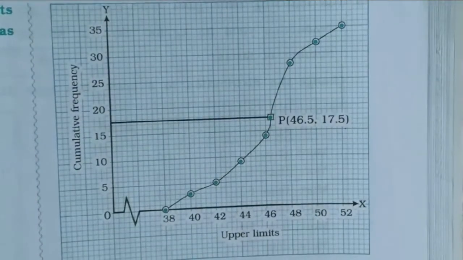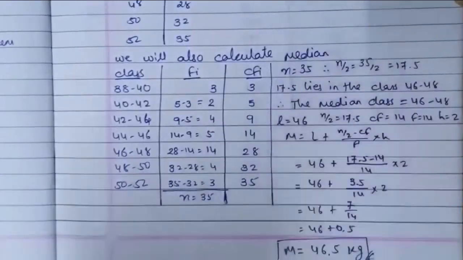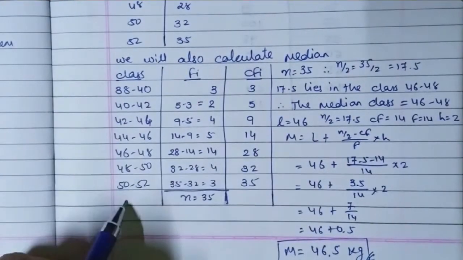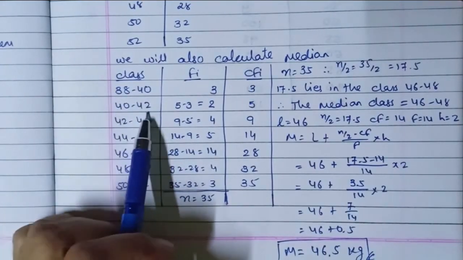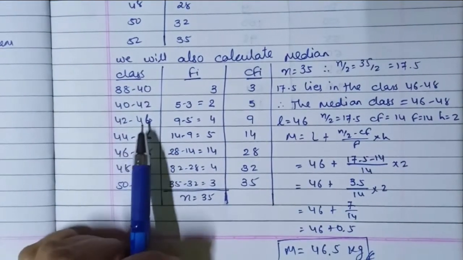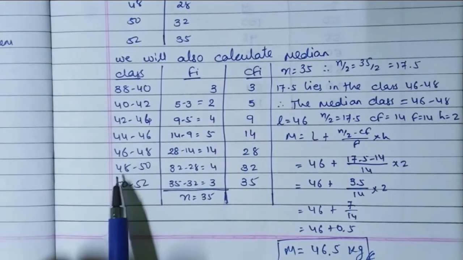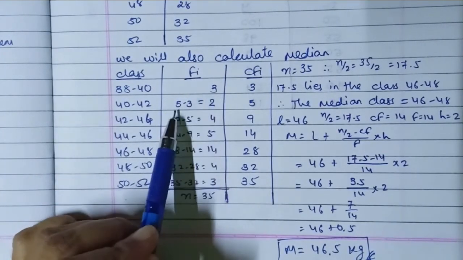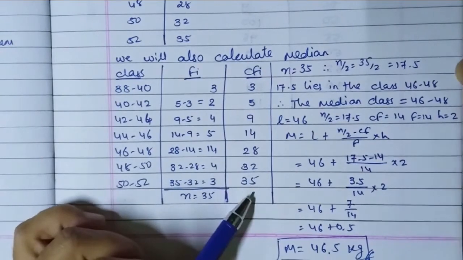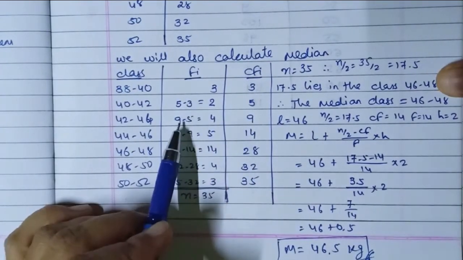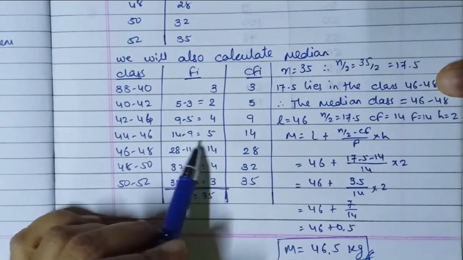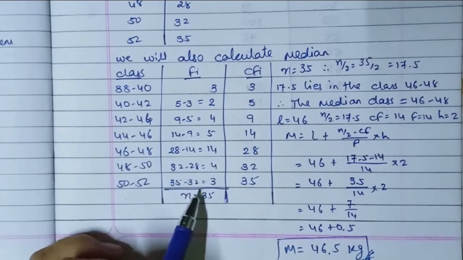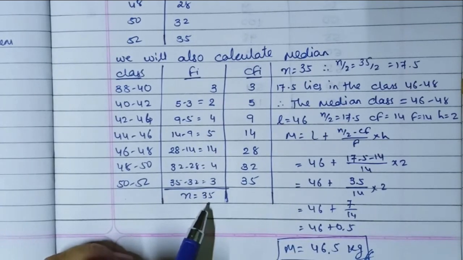Now we can understand this from the median formula. From the median formula we will also calculate the median. Here we have to write the classes: 38 to 40, 40 to 42, 42 to 44, 44 to 46, 46 to 48, 48 to 50, 50 to 52. Now fi is equal to 3, then 5 minus 3 is equal to 2. From CF we have to write fi: 9 minus 5 is 4, 14 minus 9 is 5, 28 minus 14 is 14, 32 minus 28 is 4, 35 minus 32 is 3. So the total frequency is equal to 35.